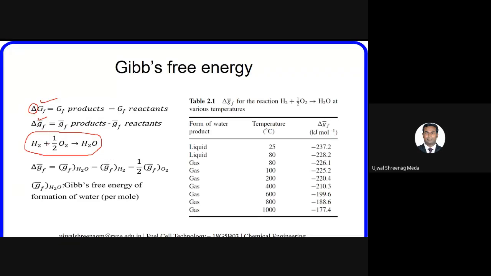So we just now realized that the Gibbs free energy of formation for elements is zero. So this part will be zero. So essentially it is the Gibbs free energy of the water, which can be utilized in case of a fuel cell.